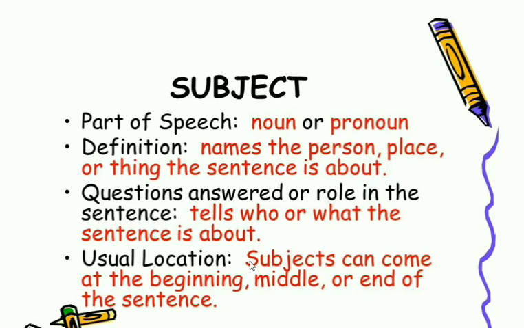Now, where do we find subject in the sentence? Subjects can come at the beginning, middle or end of the sentence. Right? A noun or pronoun can be a subject and subject tells us who or what the sentence is about. And where do we find the subject in a sentence? Subjects can come at the beginning, middle, or end of the sentence.